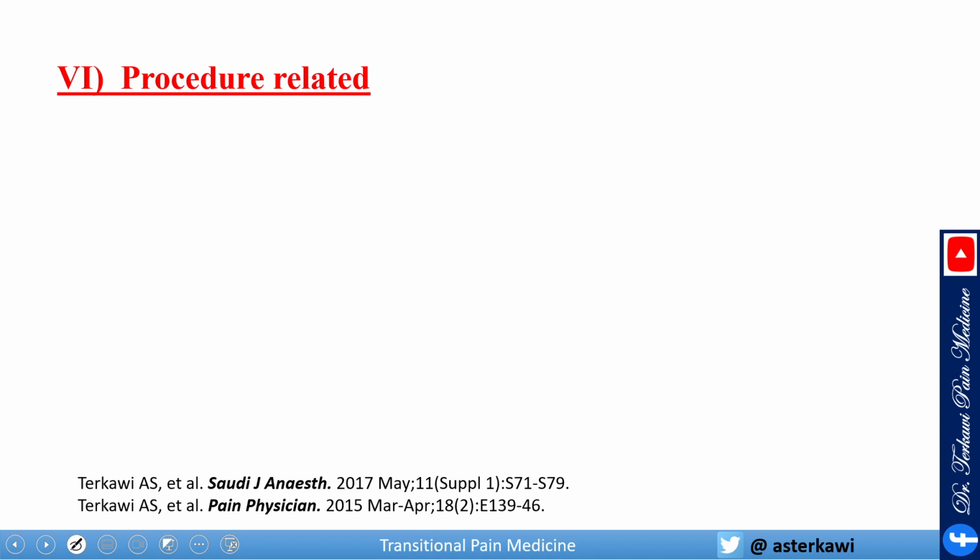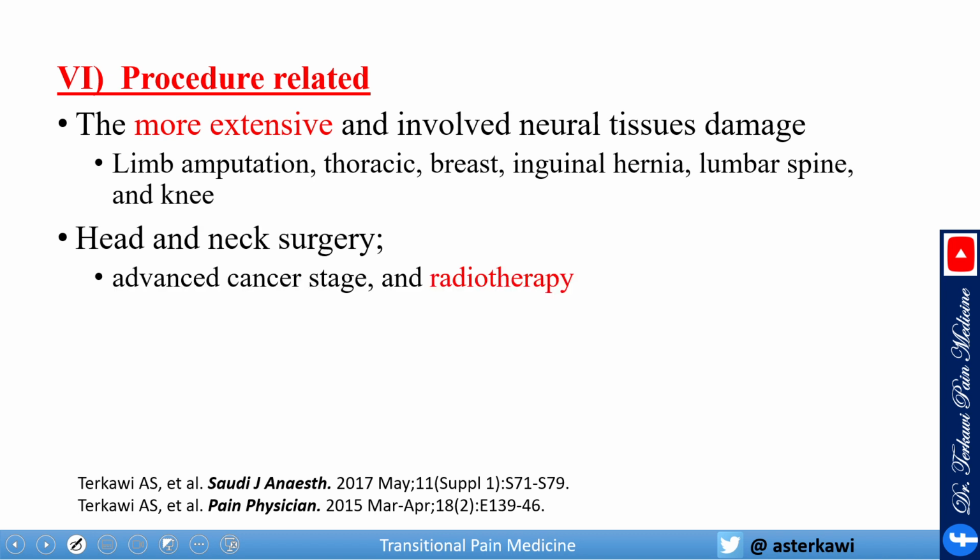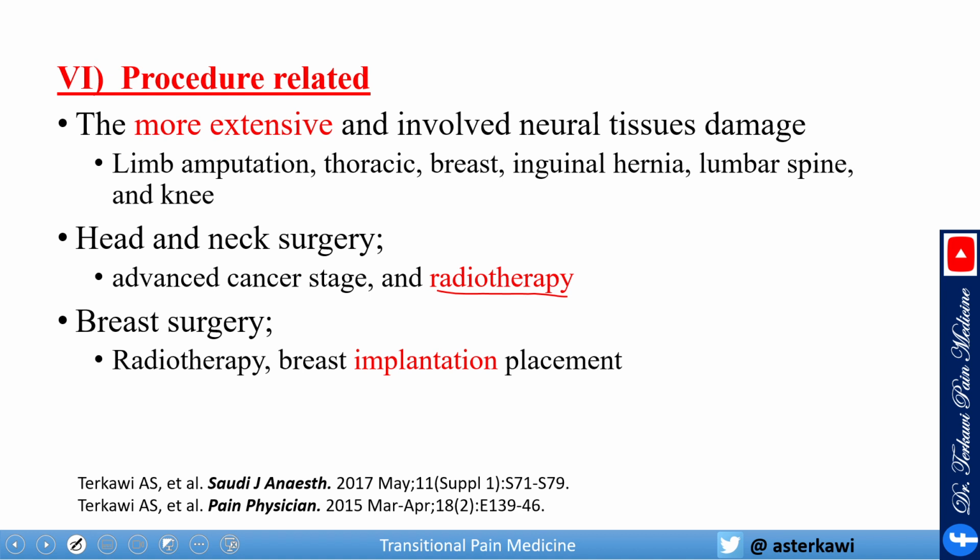Now, procedure related, obviously, the more extensive the procedure, the more tissue damage you have, the higher the risk. So this is why procedures like amputation, thoracic, breast, and inguinal are well known to have a higher risk for chronic post-surgical pain. More specific for certain procedures, use of radiotherapy after surgery, and in breast surgery, until recently, breast implant was commonly used. That also showed that it caused chronic post-surgical pain. So the new practice now is to stay away from that.